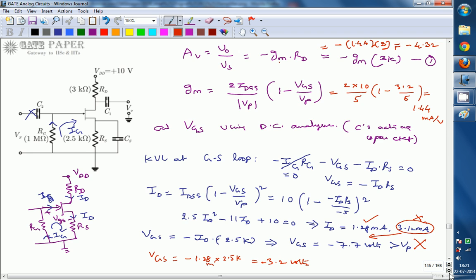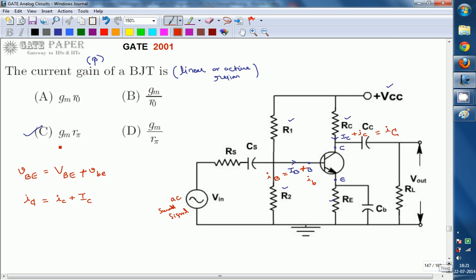So the right answer for this question is C. Beta is equal to GM into R pi.